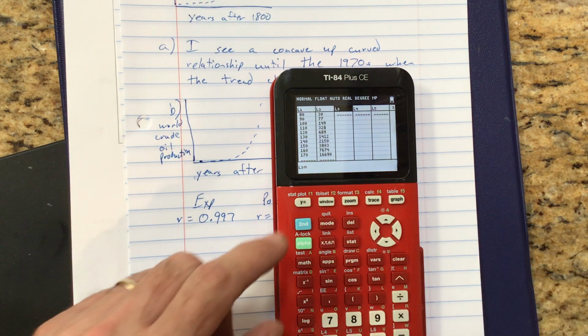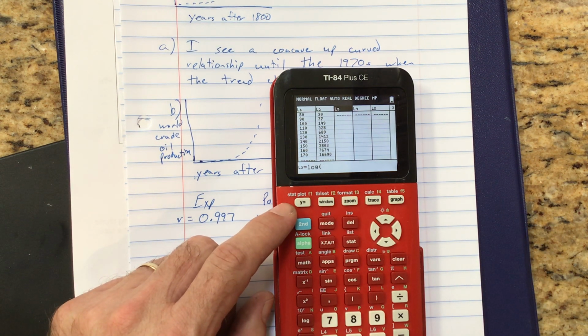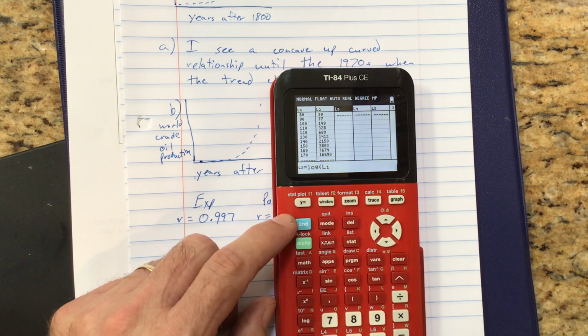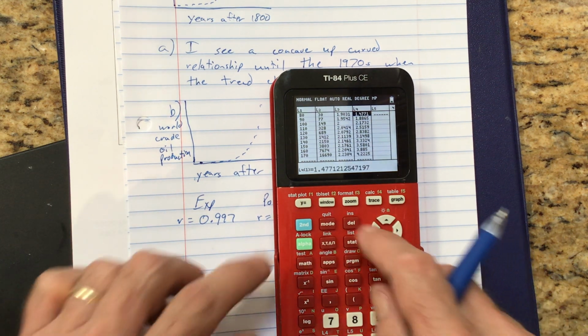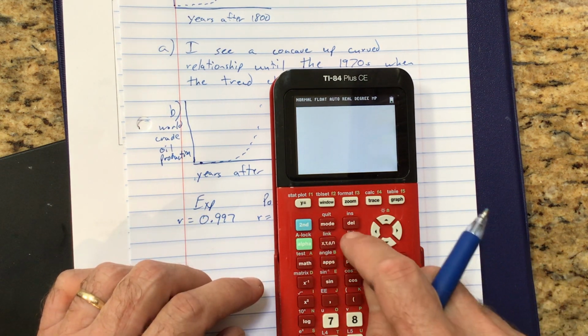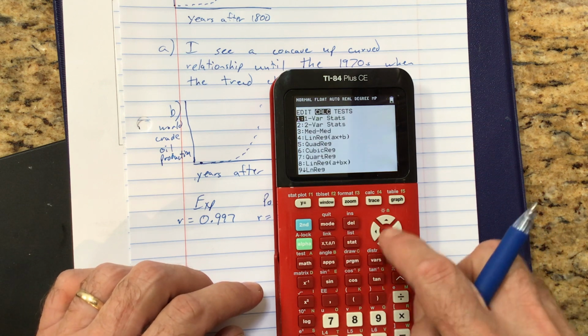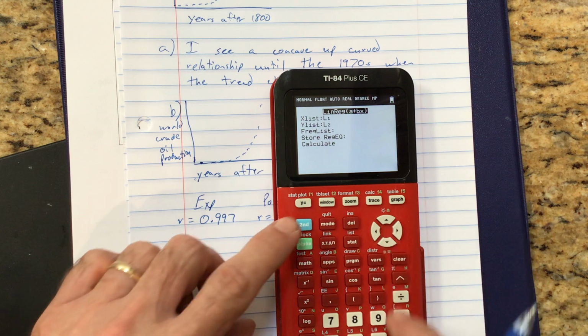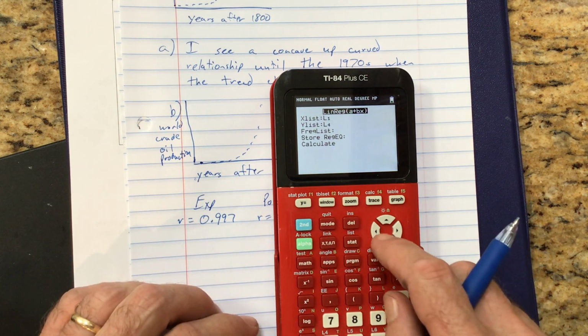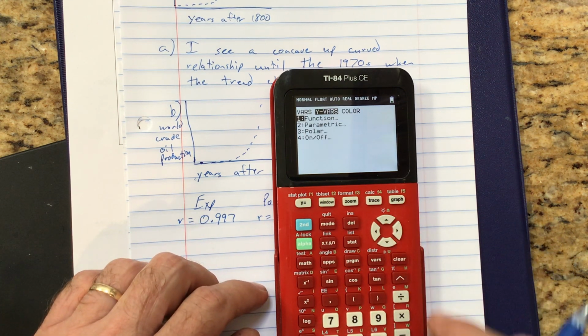Okay, so let's do that. I know I'm going to do both, so I'm going to go ahead and log my x here, log my y. Okay, and here we go. Linear regression on x is staying x, and log y. Got to store that.